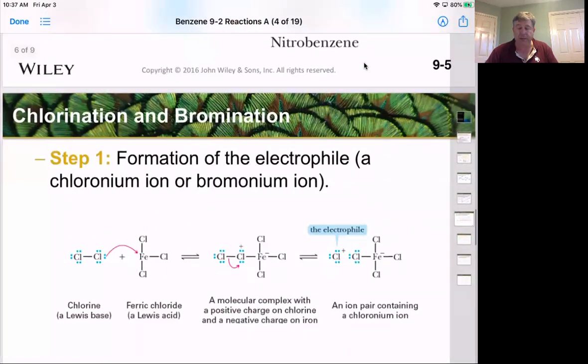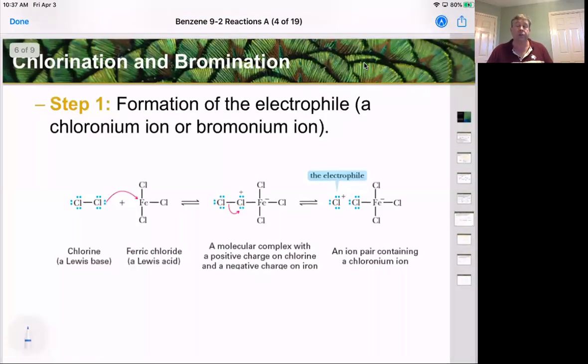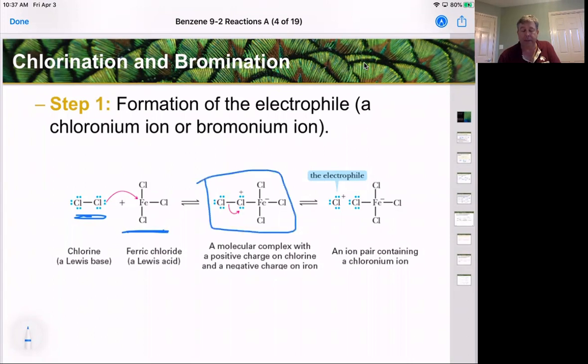So the first step in halogenation or bromination or chlorination is the actual breaking of this chlorine-chlorine bond. Like I said before, it is a non-polar bond. And so to get a positive charge out of that, we're going to react it with this Lewis acid catalyst here. So the first thing that's going to happen is we're going to form this complex. So now we're starting to polarize.